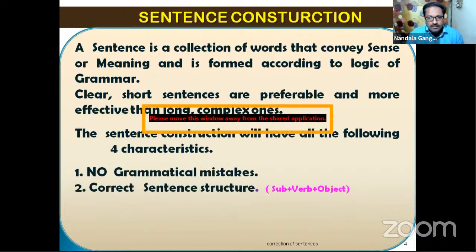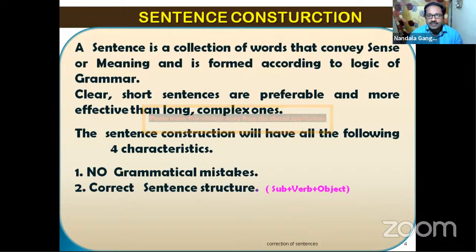The second one in sentence construction is correct sentence structure. We should follow the correct sentence structure. A simple sentence structure follows this formula: subject, verb, and object. In a simple sentence, the structure should follow this formula: subject, verb, and object.